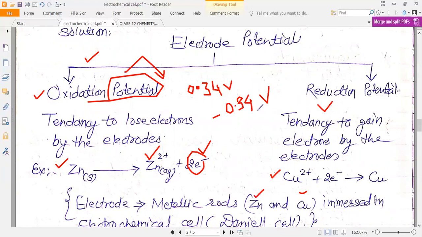This means oxidation, if the value of oxidation potential is positive, then when we write it in terms of reduction potential, the value will be reversed. The value will be negative, and if the value is negative, then it will be positive.